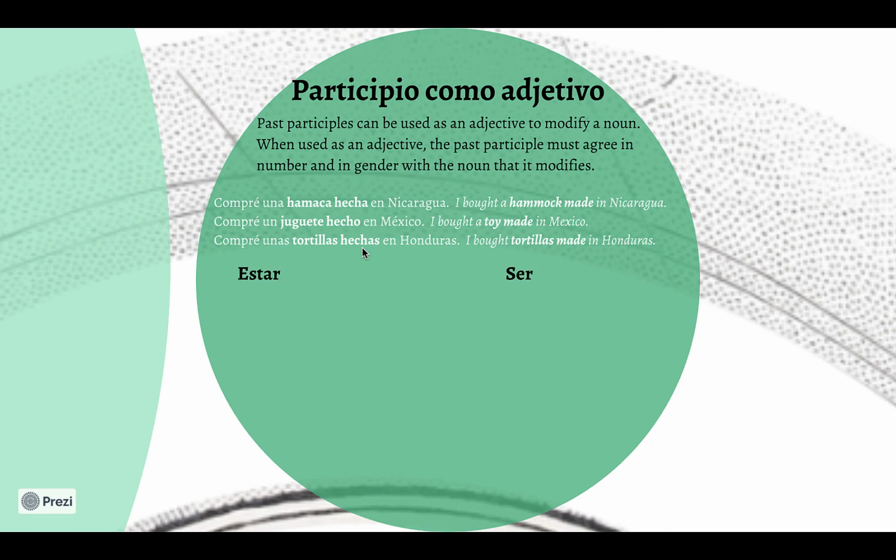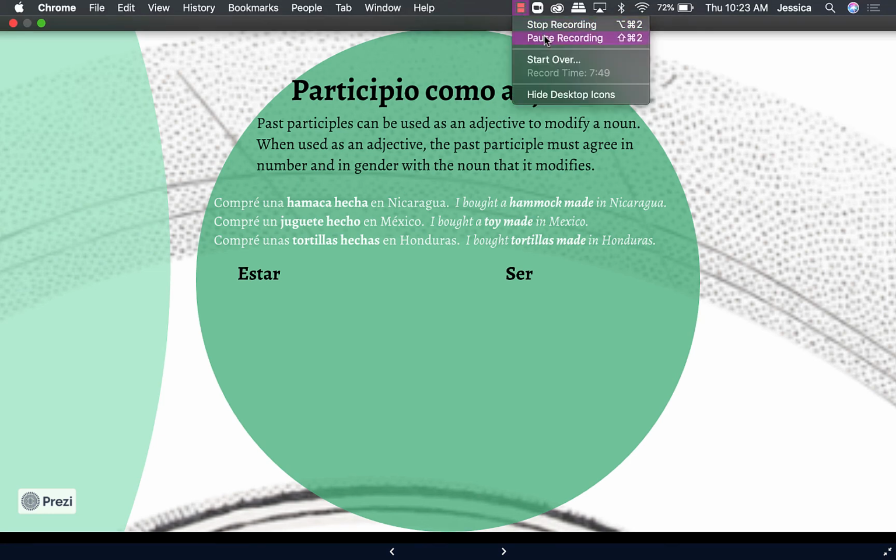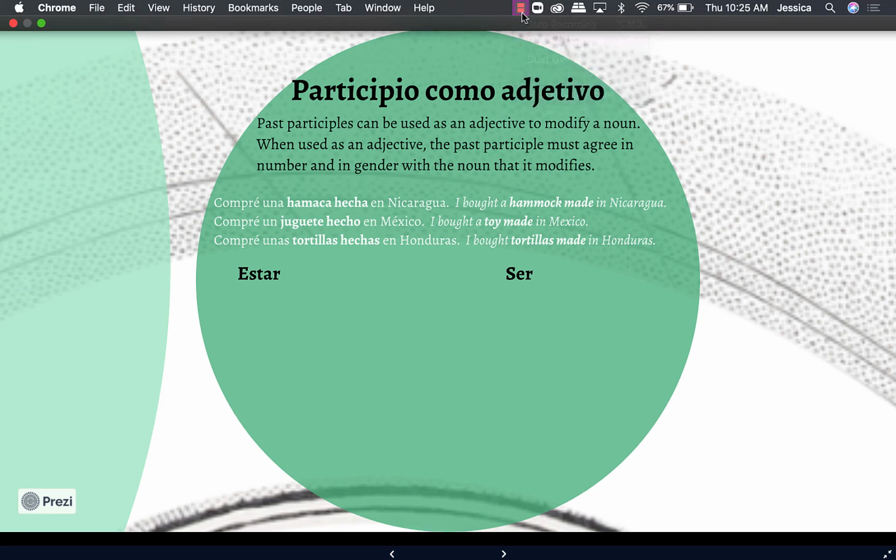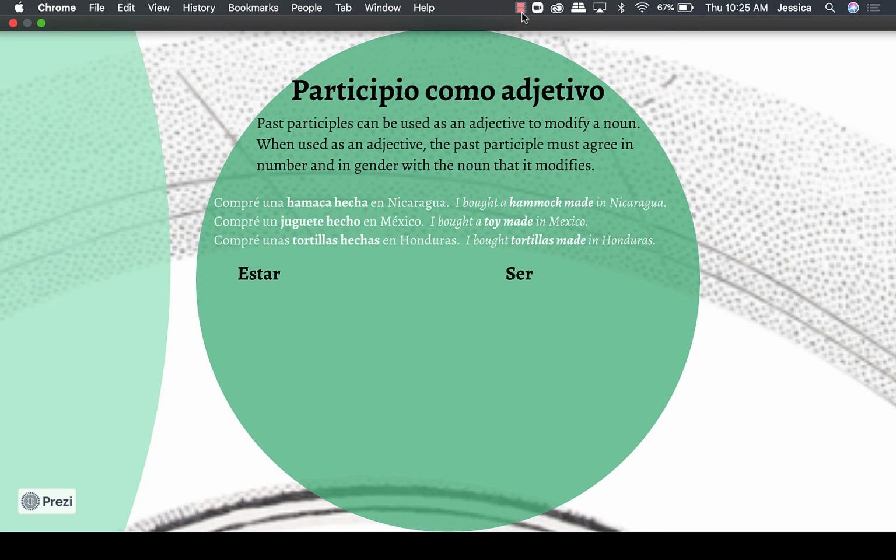Now, estar versus ser. Oftentimes, the past participle is used with the verbs estar and ser. When it's used with estar, the emphasis is placed on the result of an action. And when it's used with ser, emphasis is placed on the action.